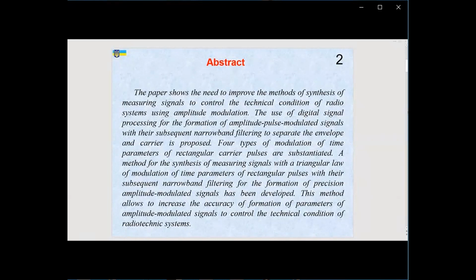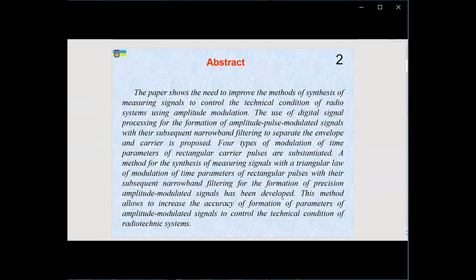The use of digital signal processing for the formation of an amplitude pulse modulated signal with subsequent narrowband filtering, to separate the envelope and carrier, is proposed. Two types of modulation of the time parameters of regular carrier pulses are considered. A method for the synthesis of measuring signals with a triangular law of modulation of time parameters of rectangular pulses, with their subsequent narrowband filtering for the formation of precision amplitude modulated signals, has been developed.